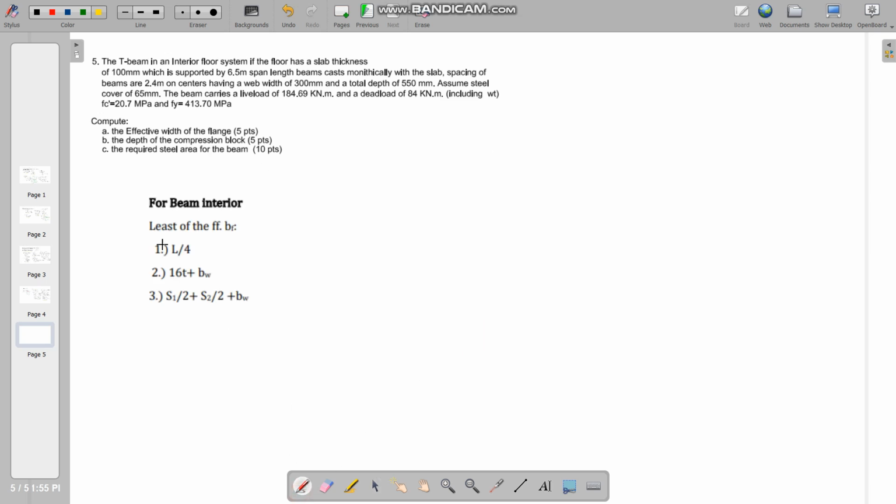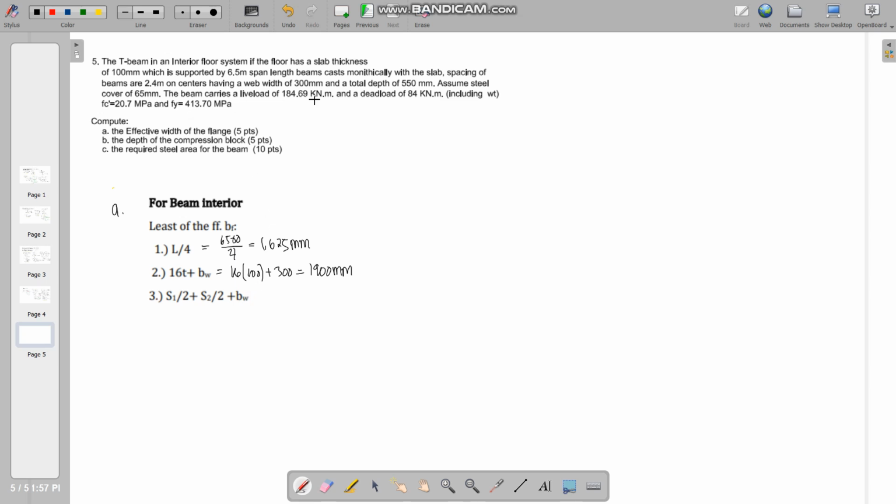Okay, for letter A, we have this criteria. First, L over 4, that is 6,500 divided by 4 will give us 1,625 millimeters. For the next criteria, we have 16 times thickness of 100 plus the width of the web, which will give us 1,900 millimeters. So the next criteria is S1 over 2 plus S2 over 2 plus web width.